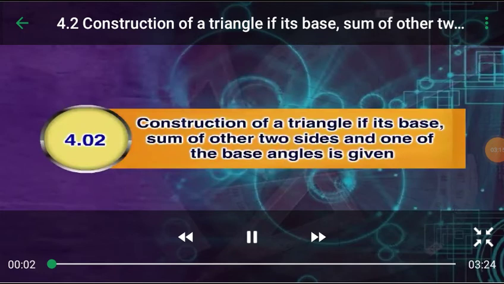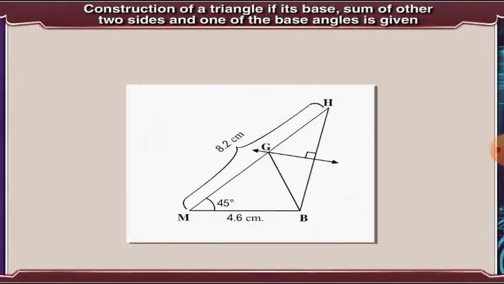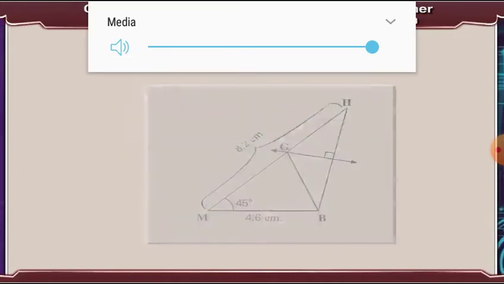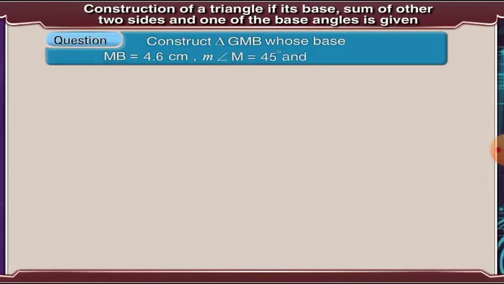Construction of a triangle if its base, sum of the other two sides, and one of the base angles is given. Question 8. Construct a triangle GMB whose base MB is equal to 4.6 centimeters, measure of angle M is equal to 45 degrees, and GM plus BG is equal to 8.2 centimeters.